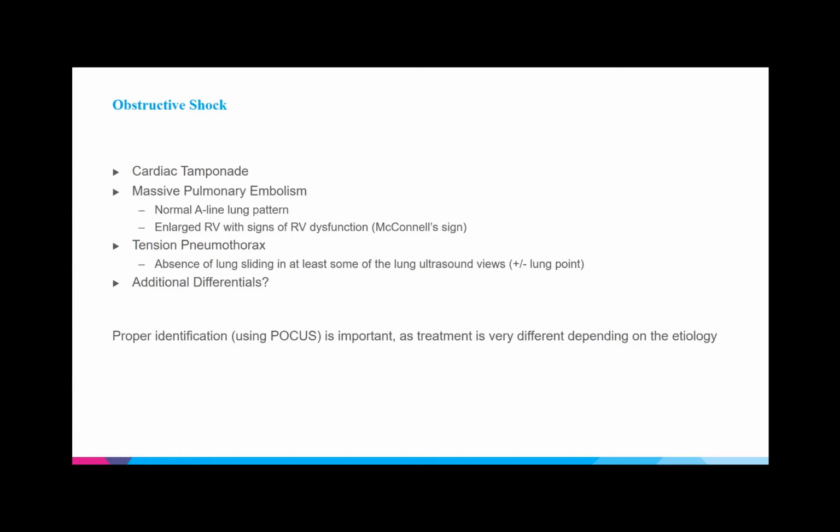The other type of obstructive shock to worry about, especially in vented patients or patients who've had procedures to the pleura, is a tension pneumothorax. And that's basically diagnosed with absence of lung sliding, or more specifically, lung point. Can you guys think of any other differentials for causes of obstructive shock?